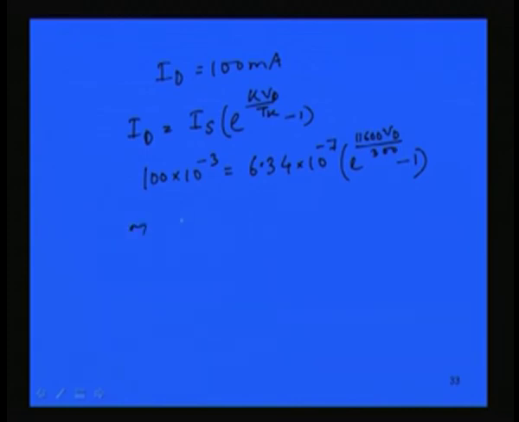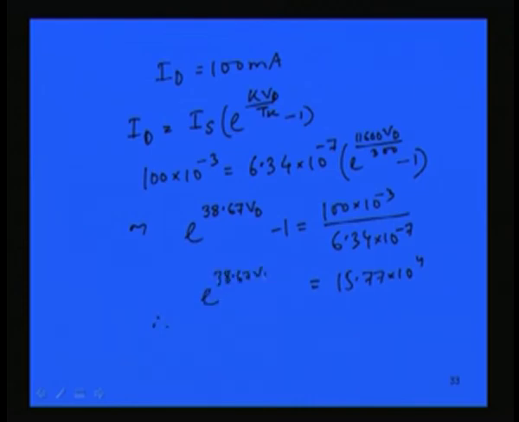So, proceeding similarly, we will get e to the power 38.67 VD minus 1 equal to, on the other side, 100 into 10 to the power minus 3 by 6.34 into 10 to the power minus 7. This value comes out to be 15.77 into 10 to the power 4. So, e to the power 38.67 VD minus 1 equal to this value.